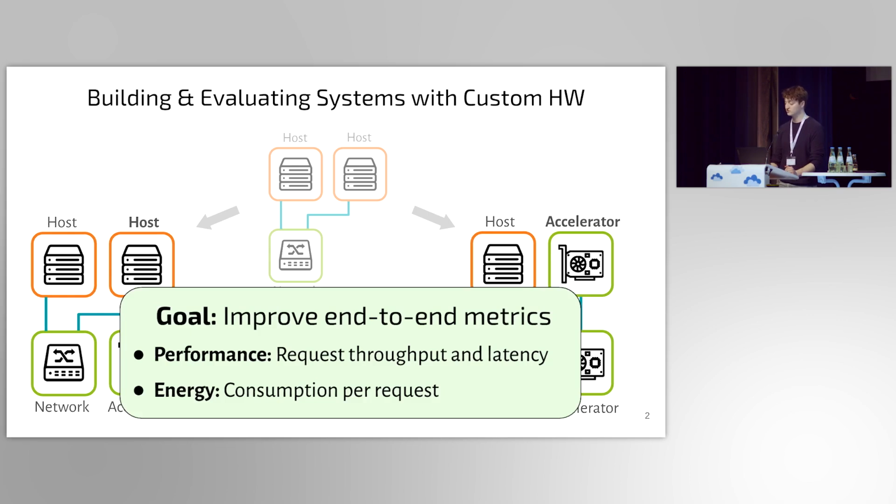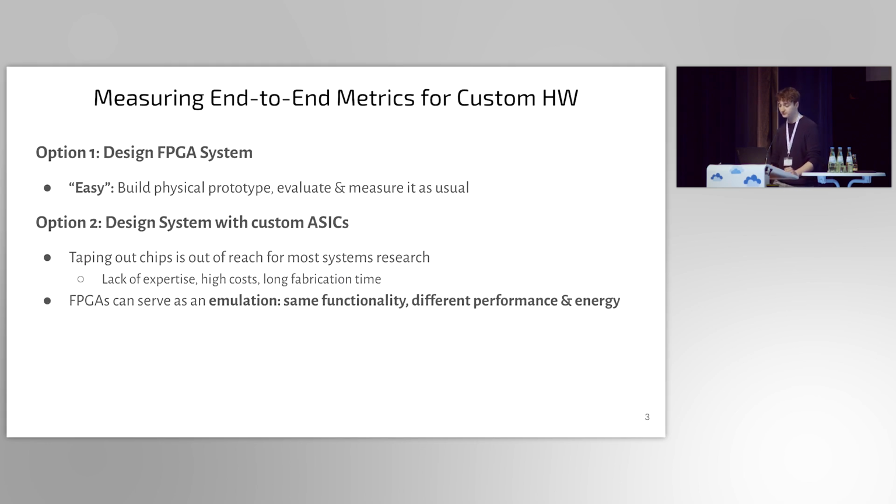First, there's performance, so for example the request throughput or latency for our workload. And then second, there's energy, so for example the energy consumption per request. And energy use is an important consideration since it directly influences the operational costs of our system design. Since we established that these end-to-end metrics are essential, let's talk about how we can actually measure them.